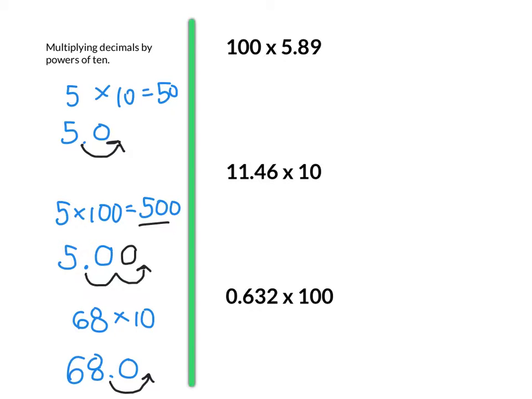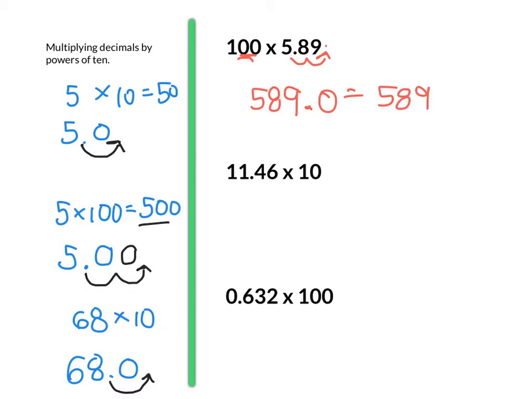So let's take a look at some of these example problems. We have 100 times 5.89. Since I have 2 zeros here, I know that I'm going to move my decimal over 2 spots. So that means I'm going to end up with 589.0, which is just equal to 589. Let's take a look at the next one.